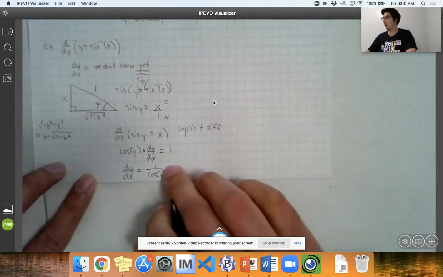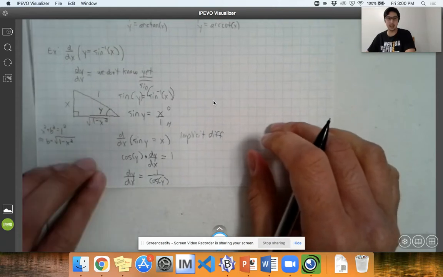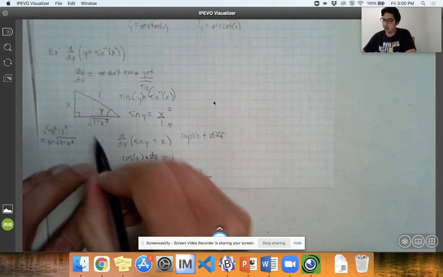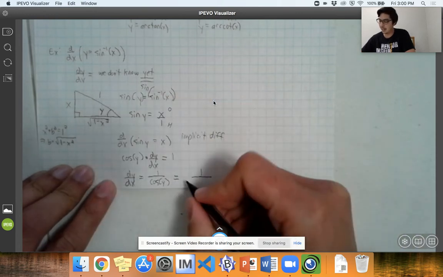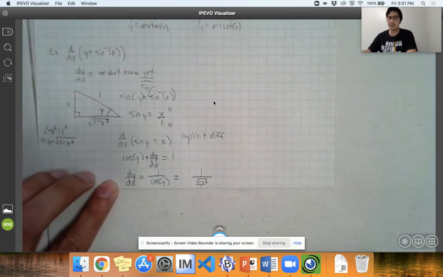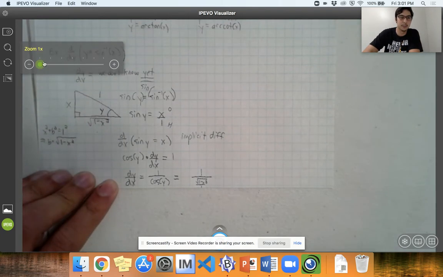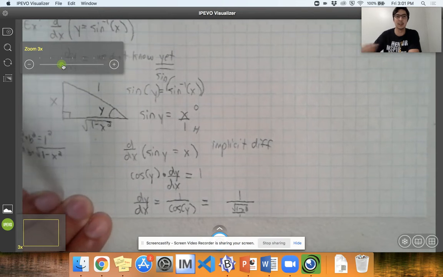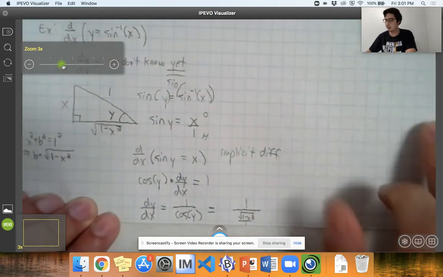Okay. Now, what is cosine of y? If you look at your triangle, cosine of y is adjacent over hypotenuse. So then that is the square root of 1 minus x squared over 1. And that's hard to see. Let me zoom in a little bit. I'm trying to squeeze it on this paper when I know I don't really have the space.